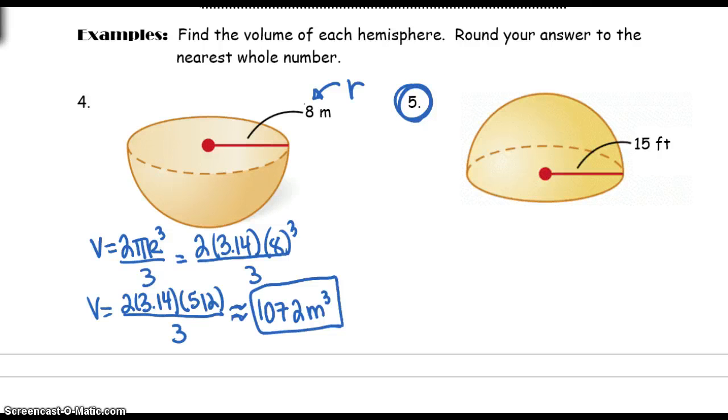So try 5 and bring it to class. And don't forget, at any time you need to pause this or back it up or rewatch it, you do what you need to do to learn it.